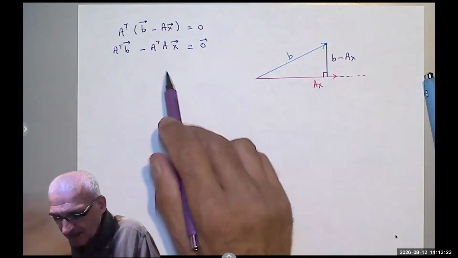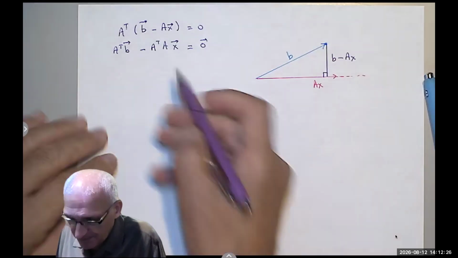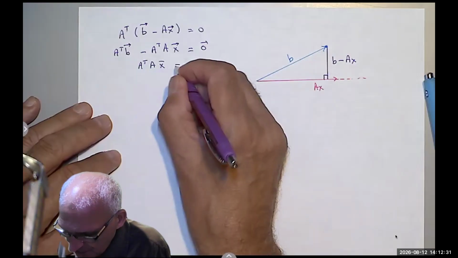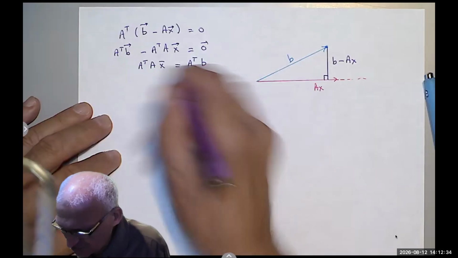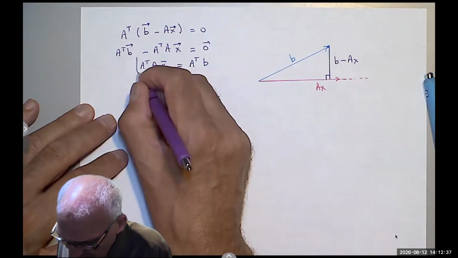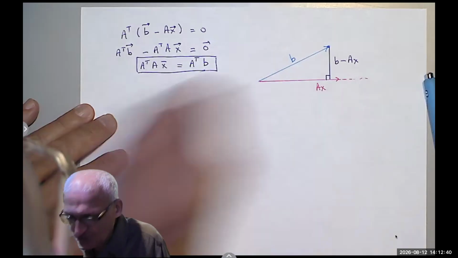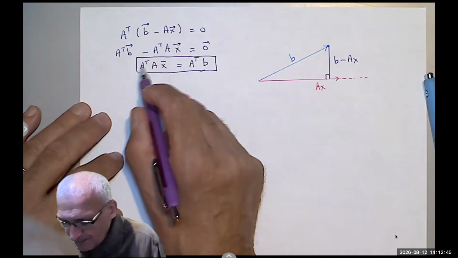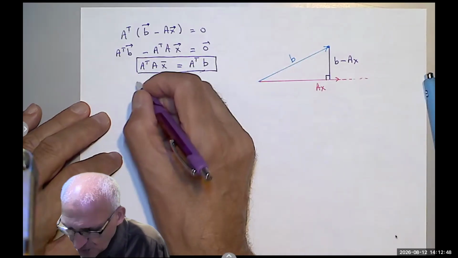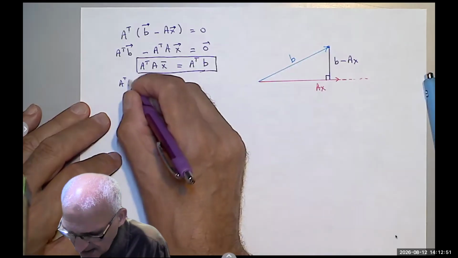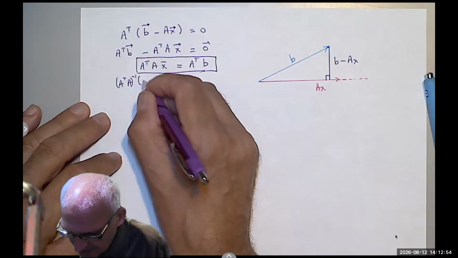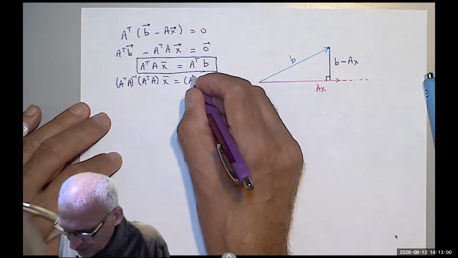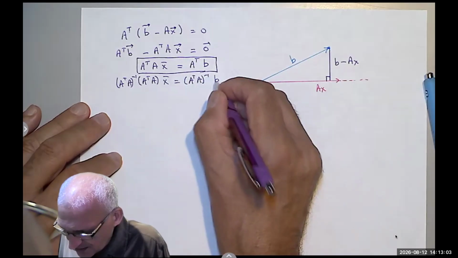I'm going to add A transpose AX to both sides, but I'm going to leave this on the left. It doesn't matter really, but that's how you will see it. And you say, where does the transpose come from? This is the equation we are going to use to solve. Some people will say, okay, why don't you solve for x? Yeah, I can multiply both sides by the inverse of A transpose A, so the inverse of A transpose A times A transpose A times x equals the inverse of A transpose A times A transpose B.